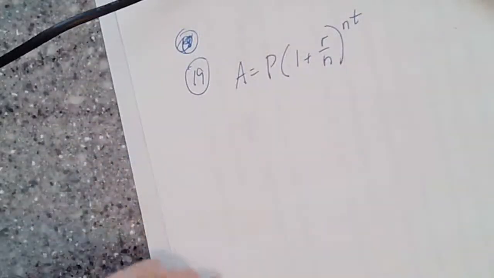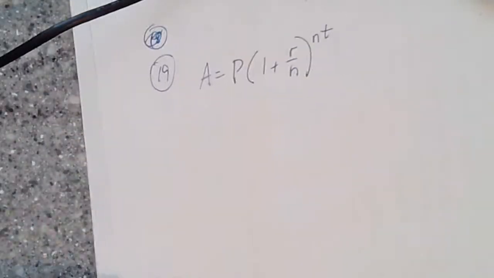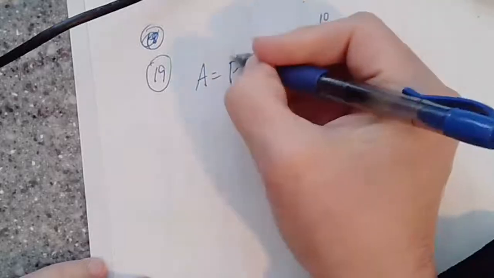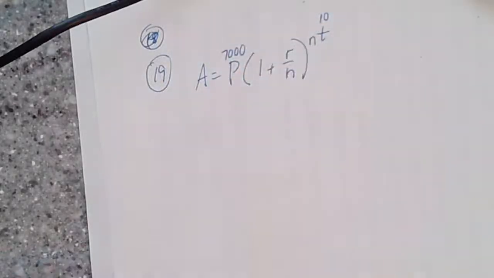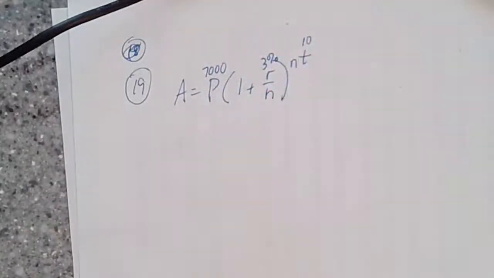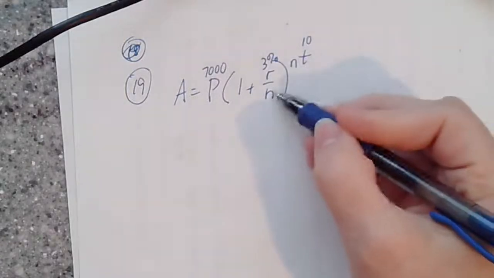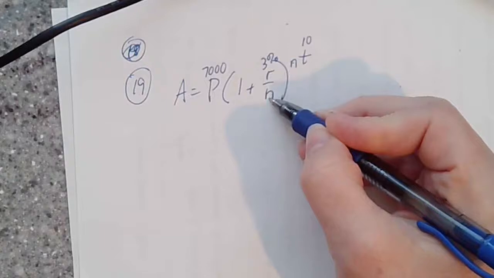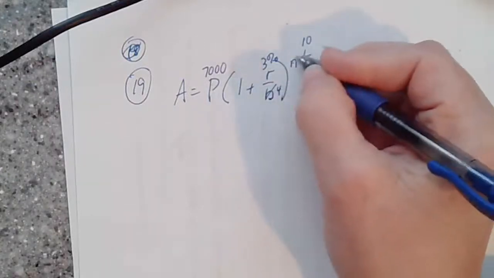If $7,000 is deposited, so my P value is $7,000 deposited at 3%, that's my rate. Sorry there, I'm all over the place. 3% rate. And then it tells me compounded quarterly. That's what this N means. It has to tell me how it's compounded. This is the compound interest formula. If quarterly, that means 4 times a year. So we'll use N as 4, and you use it for both of those. So again, quarterly compounding means it compounds 4 times every year.